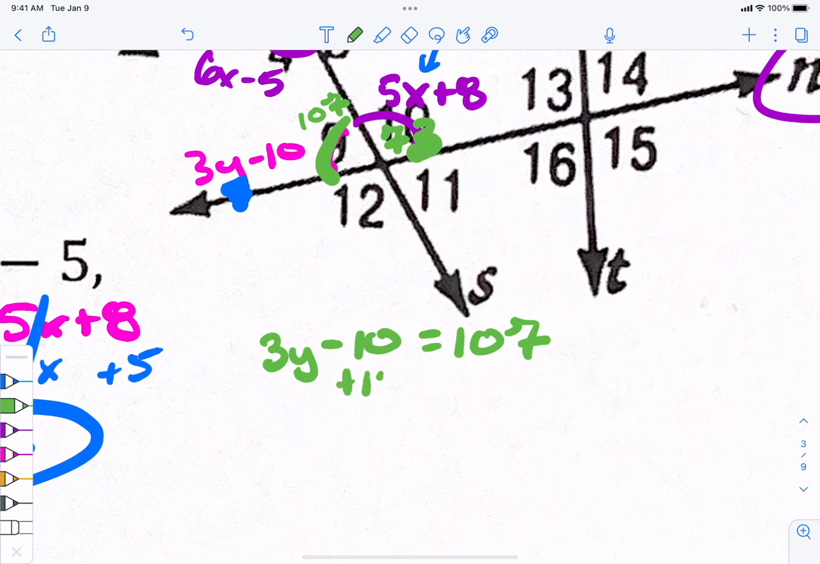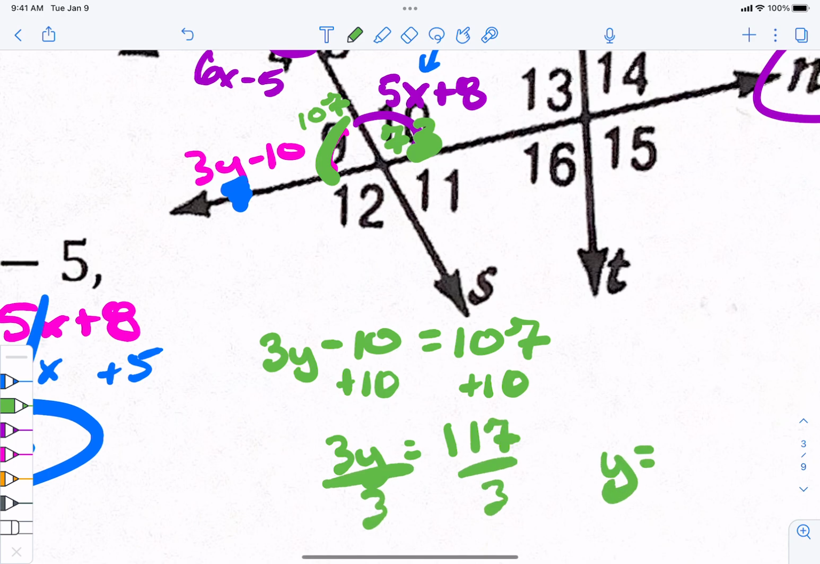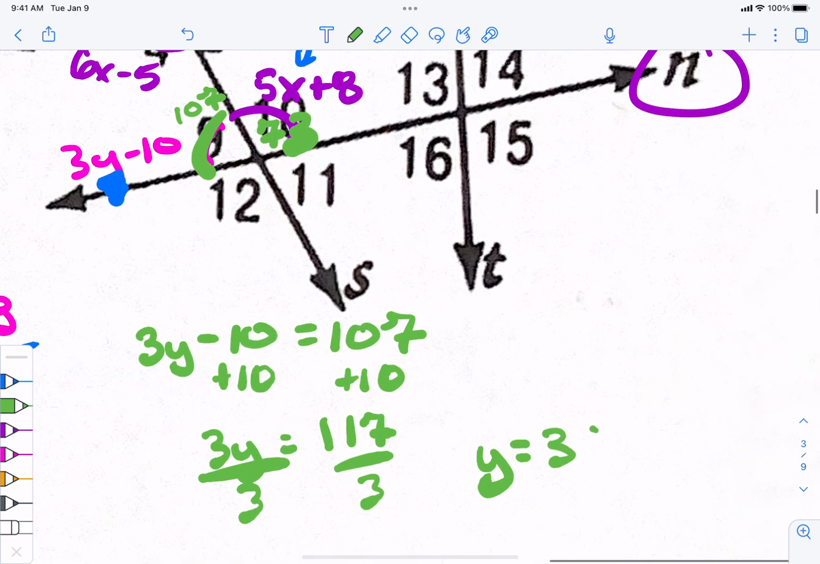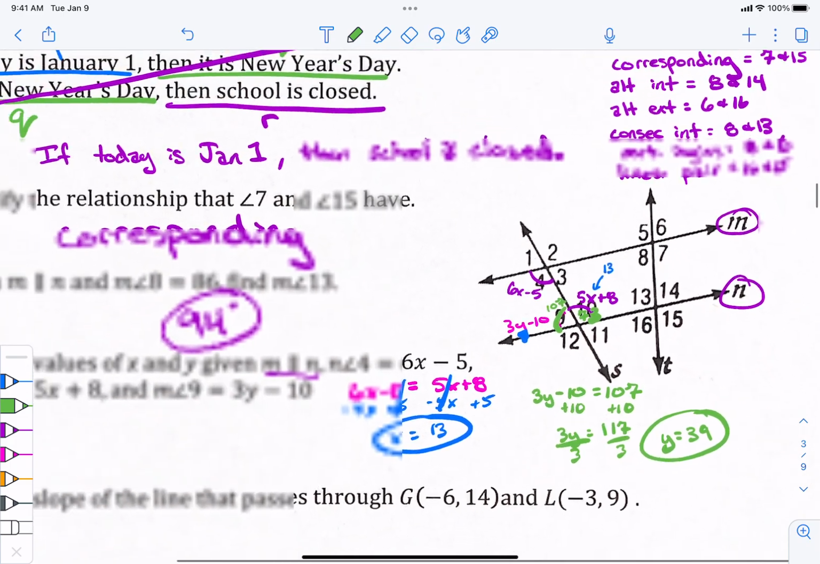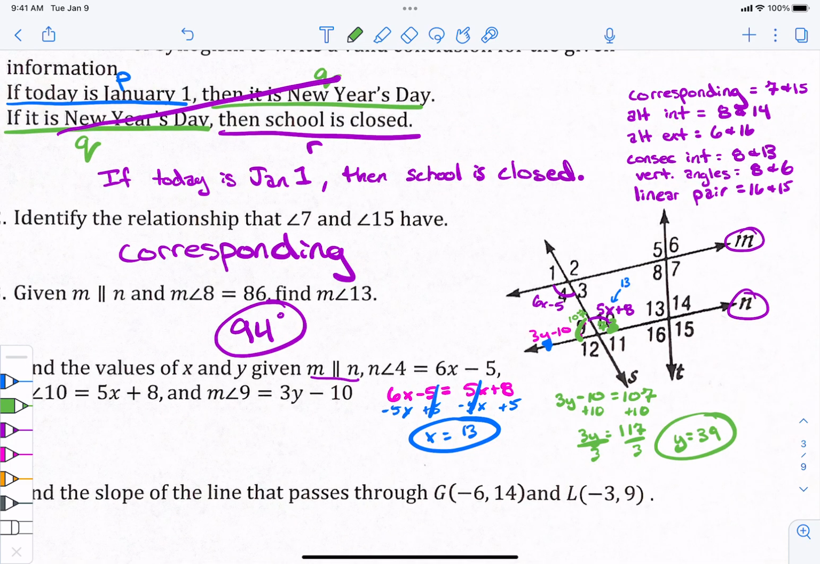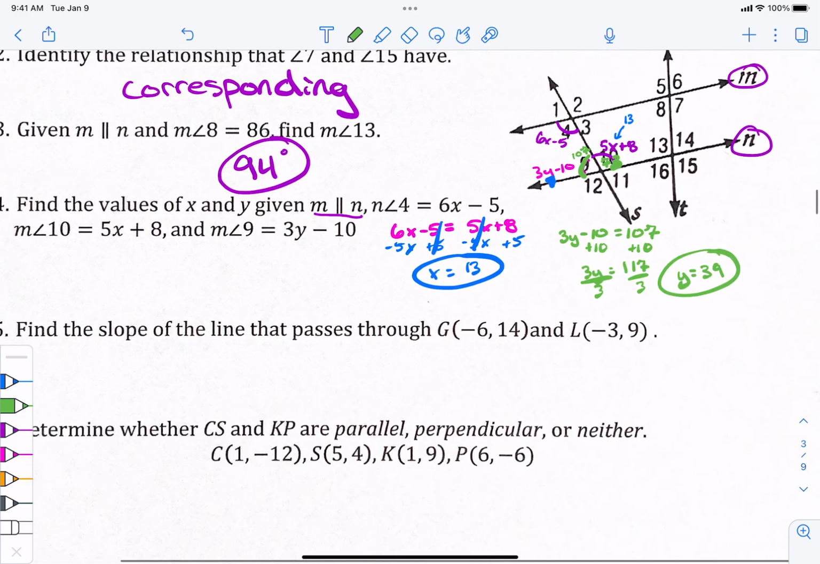Okay, let's add the 10. So 3y equals 117, and divide by 3. So y equals 39. I agree with you, yes. Okay, all right, make sure we didn't have to plug back in. Find the values of x and y. We're good. Okay, good? Happy with that?